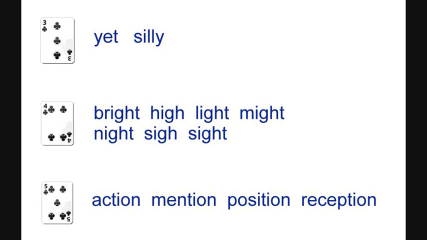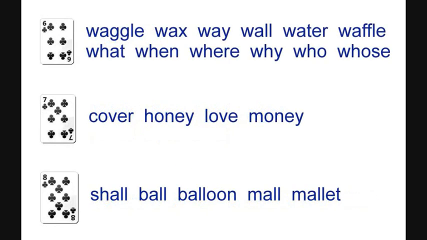You might see the letters T, I, O and N together at the end of a word. They make the sound shun. Look at the five of clubs. The words are action, mention, position, reception.